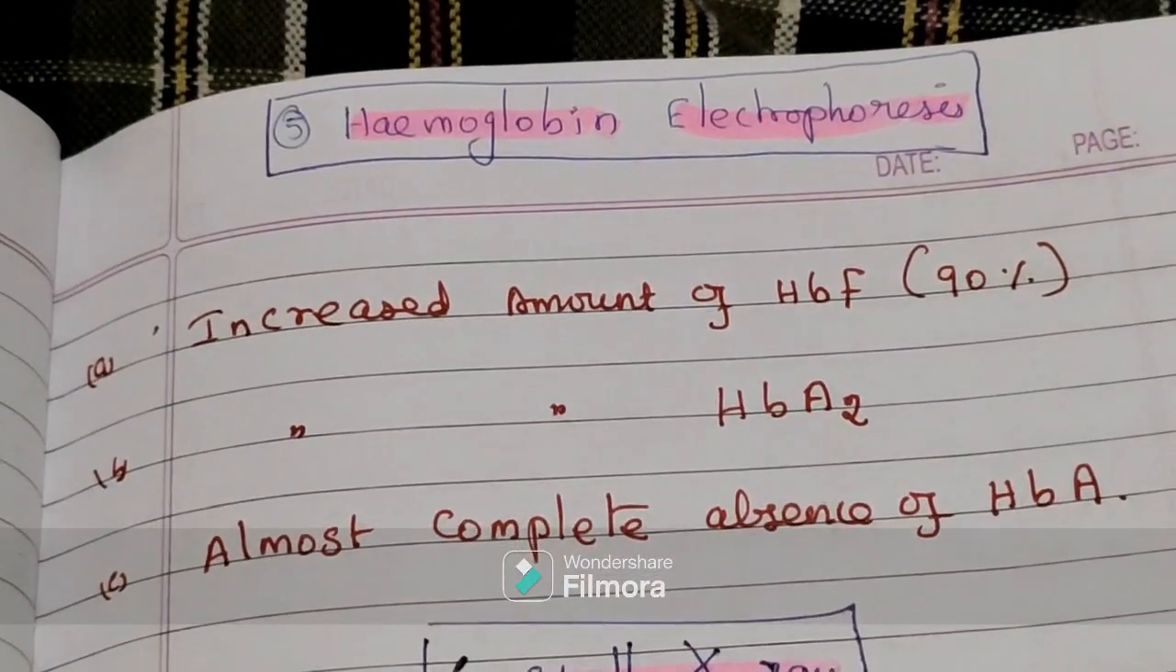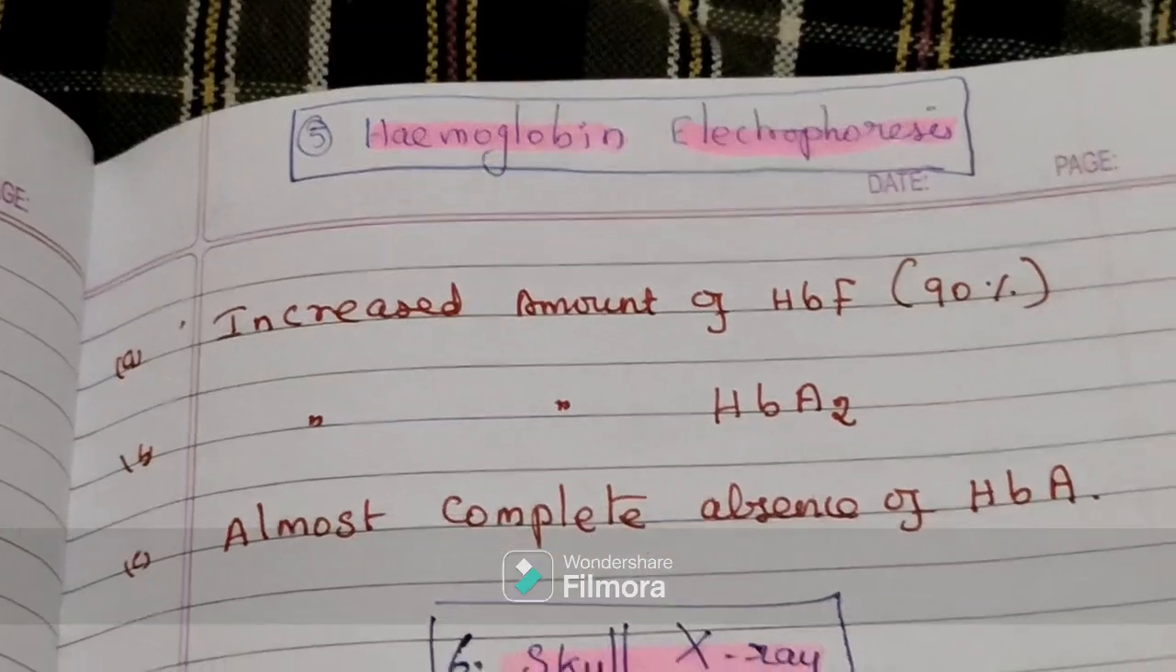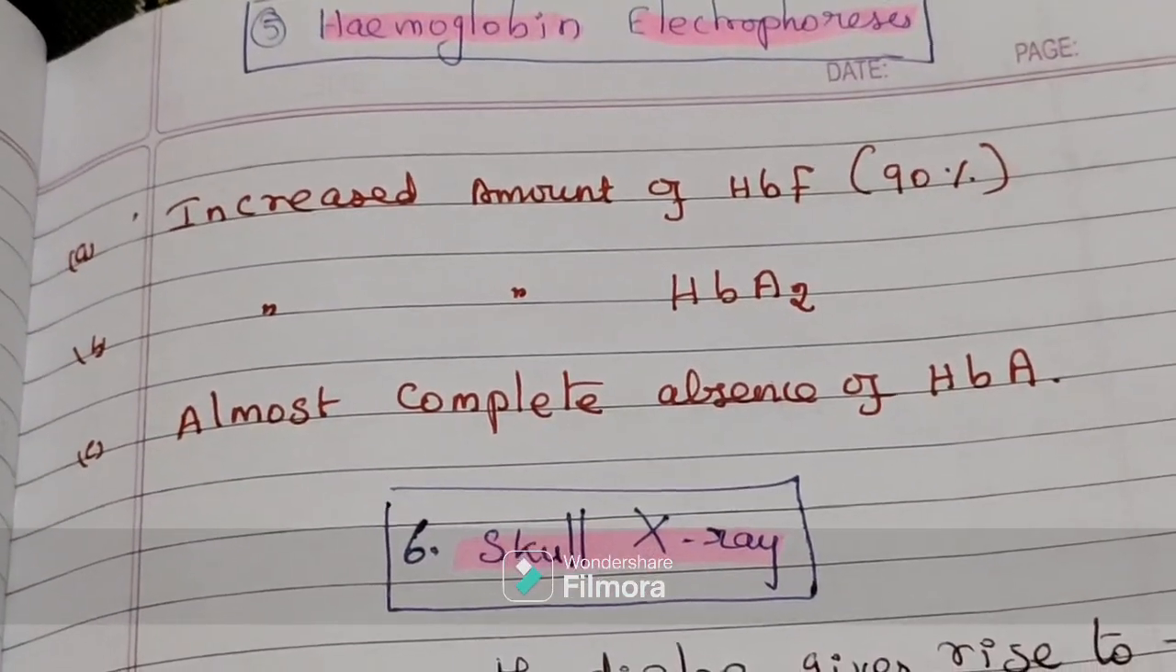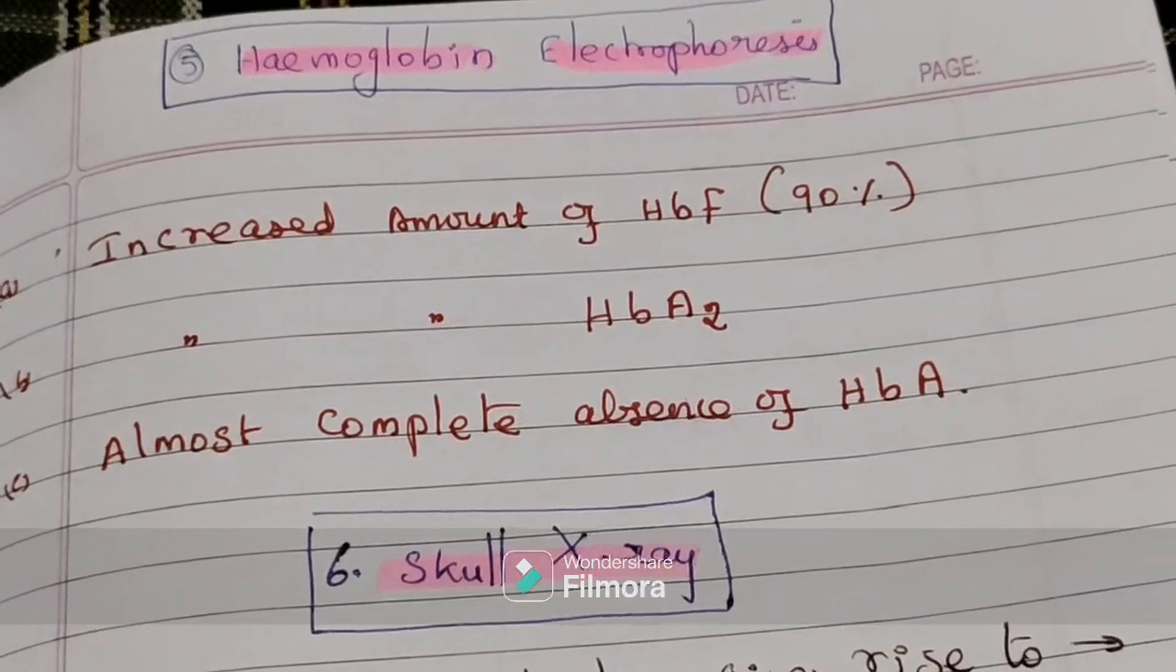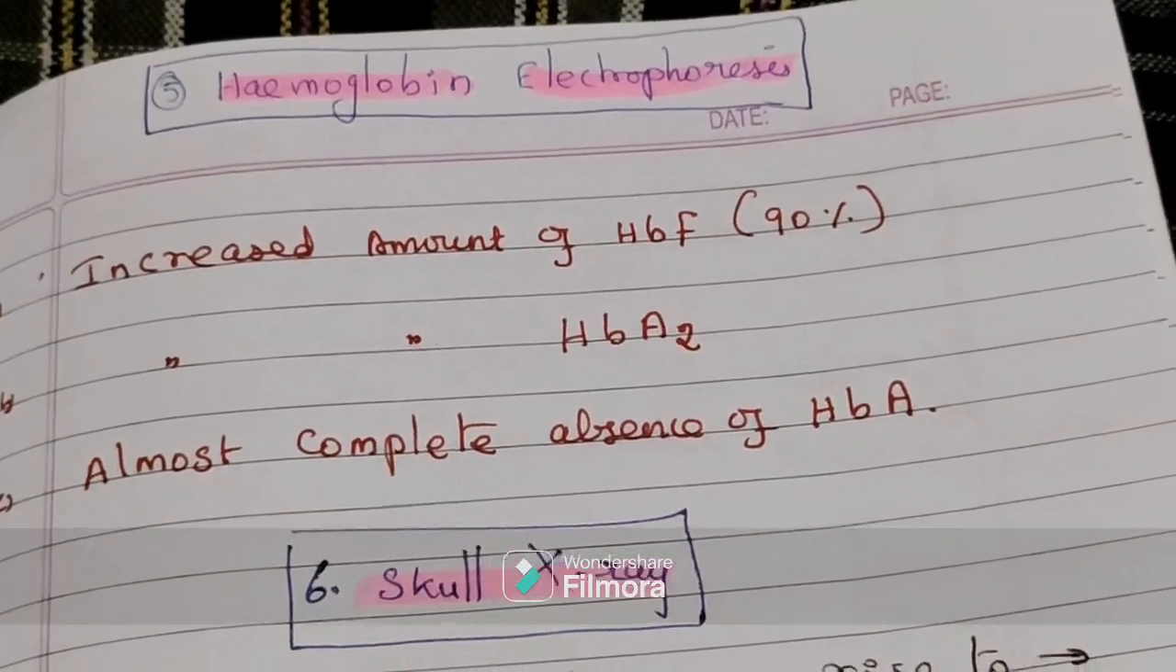Coming to hemoglobin electrophoresis. In electrophoresis, we will get the maximum hemoglobin as HbA2 and F.